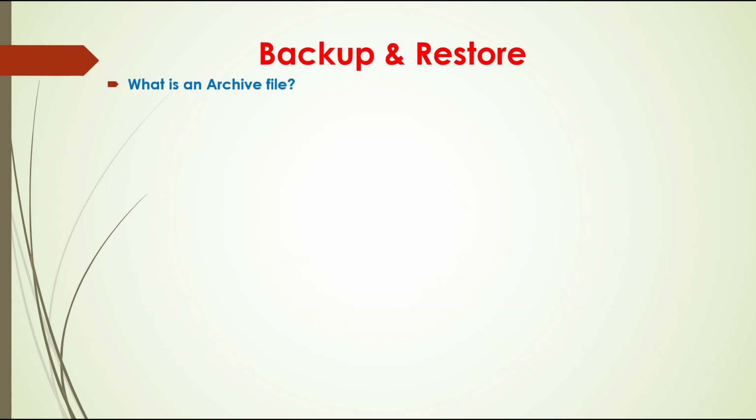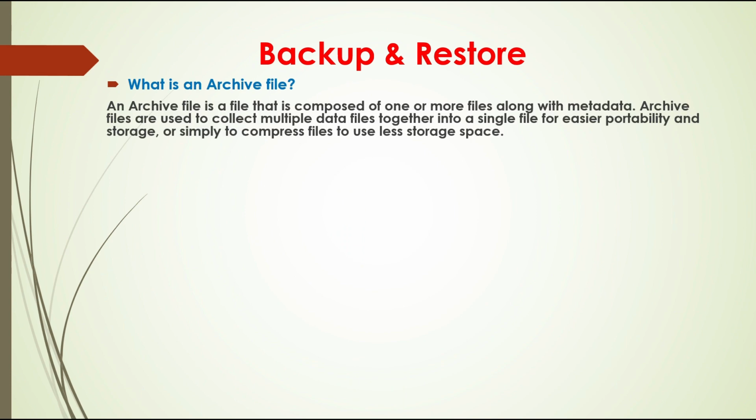Then, what is an archive file? It's a compressed form of one or more files along with metadata. Archive files are used to collect multiple data files and directories together into a single file for easier portability and storage, or simply to compress files to use less storage space. As we discussed before, to free up space, we need these archive files.